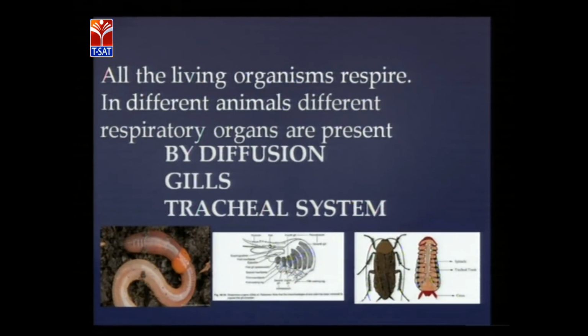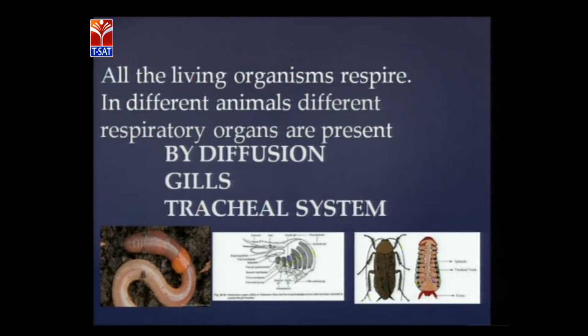Now coming to the respiratory organs present in different organisms, all living organisms require respiration in order to perform their living activities and to stay alive. So they require some energy, and in order to obtain energy, they need to respire. In different animals, different respiratory organs are present. Coming to the invertebrates, most of the invertebrates are unicellular organisms, so they carry out the exchange of gases by a process called diffusion.